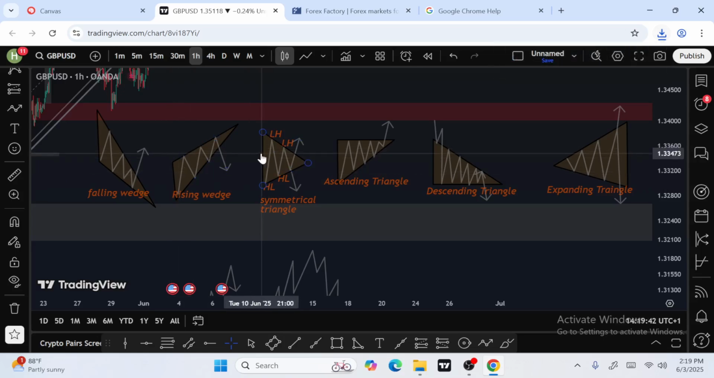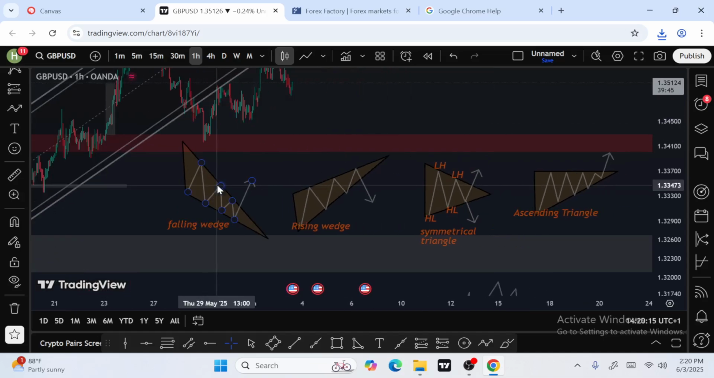So, are we following, please? All right. Are we getting this, guys? Now, this is how you get your consolidations using a triangle. Are we following? Now, I'm going to copy these things out and send it to the general platform. So: falling wedge, rising wedge, symmetrical triangle, ascending triangle, descending triangle, expanding triangle.